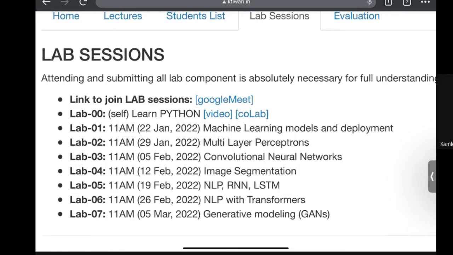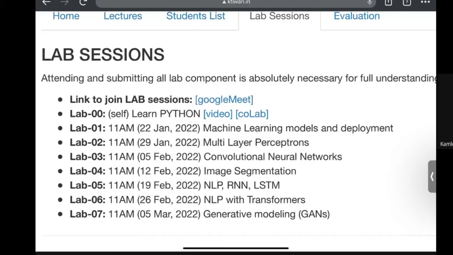Palash Agarwal would be conducting all these lab sessions, and you must attend all of them. The 7 lab sessions are planned from 11 a.m., and we expect each to take only 2 hours. The first lab is going to start tomorrow, the 22nd, from 11 a.m. to 1 p.m. So you must be having free time then. Recording would also be available, but I suggest that you please attend the lab sessions.